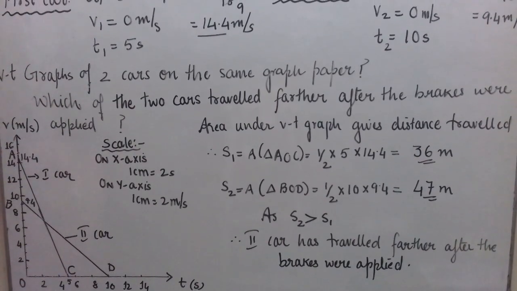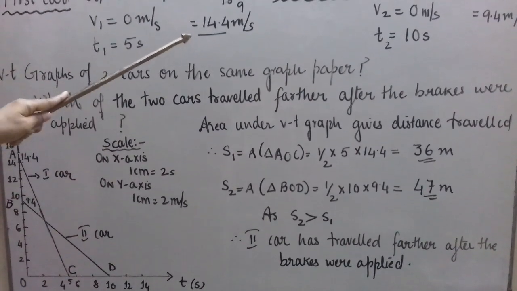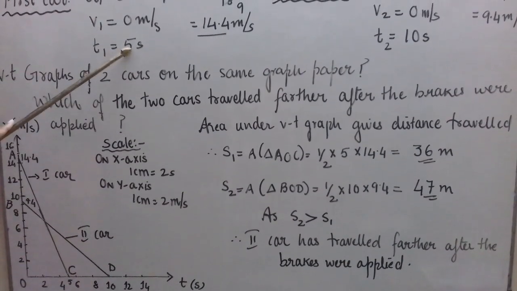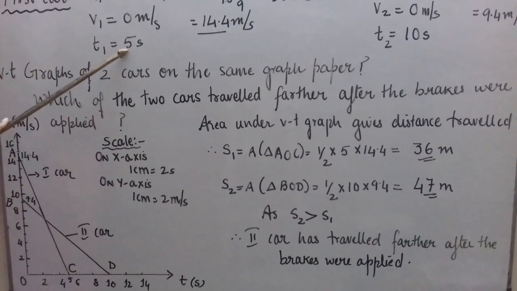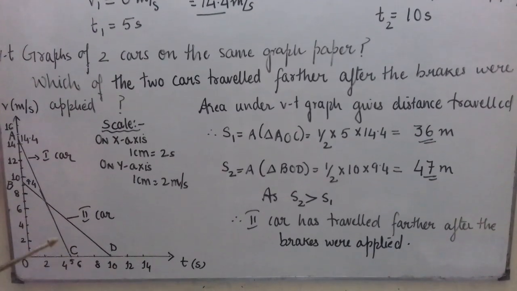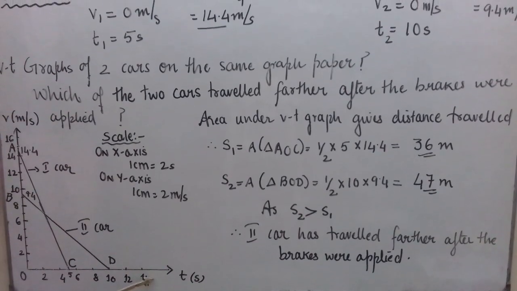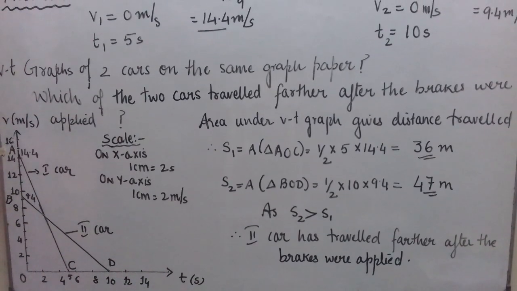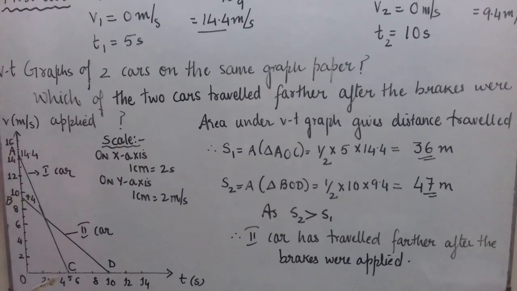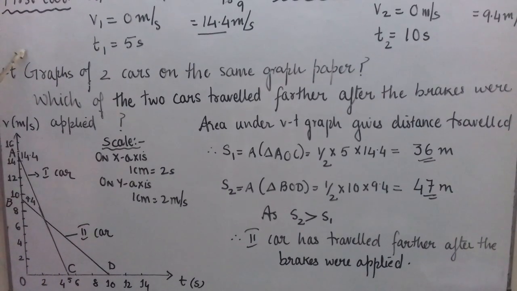So we have the coordinates of the first point, that is 0, 14.4. The second point is 5 as x coordinate and 0 as y coordinate. So I have plotted the second point. I know it is a case of uniform retardation where the VT graph is a straight line inclined to the time axis. So I can join these 2 points using the scale and draw this line. This is the VT graph for the first car.